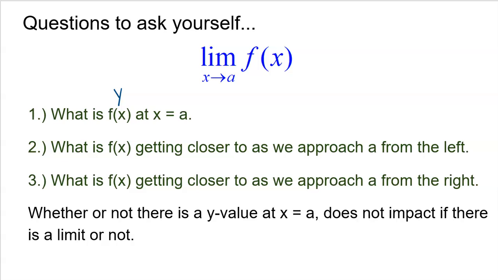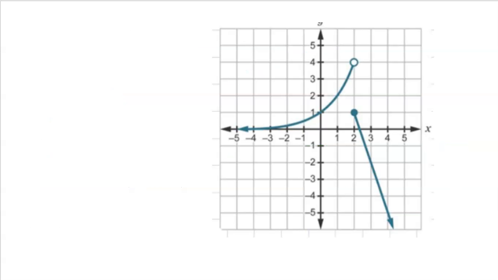It's important that you understand that whether or not there is a y value at x equals a does not impact whether there's a limit or not. The answer to a limit is a number L, but it's not necessarily where you're at when x equals a. It's what happens as you approach it. And we're going to see that as we look into this first problem here.